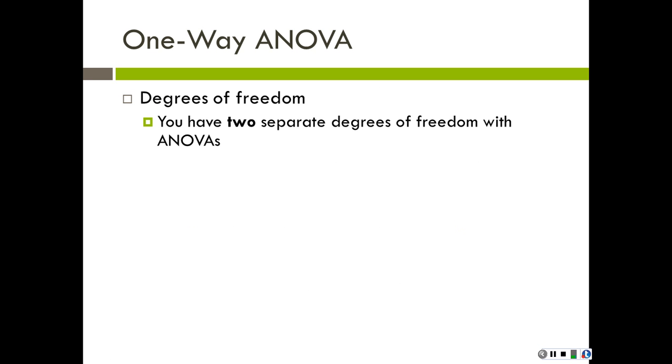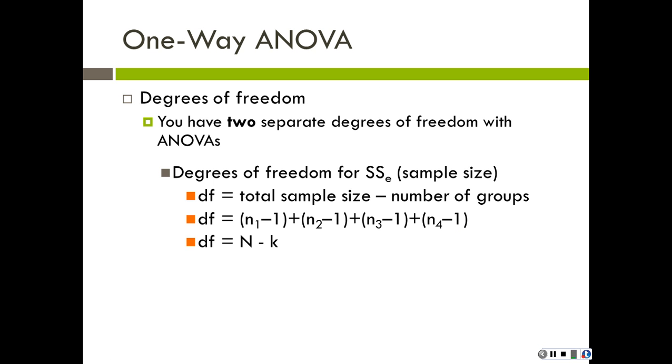So here we go. Here's our degrees of freedom. Since the sum of squared error deals with the amount of variability within groups, the degrees of freedom estimate has to take into account how many participants are in each group and how many groups there are. This is our formula for getting the degrees of freedom for the sum of squared error. We're basically saying number of people in group 1 minus 1 plus number of people in group 2 minus 1 plus number of people in group 3 minus 1 plus number of people in group 4 minus 1.